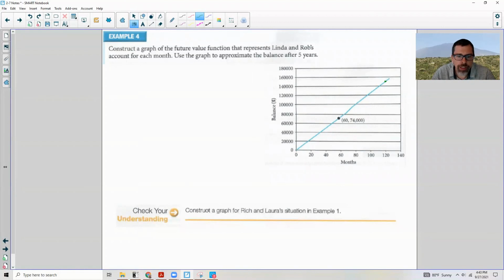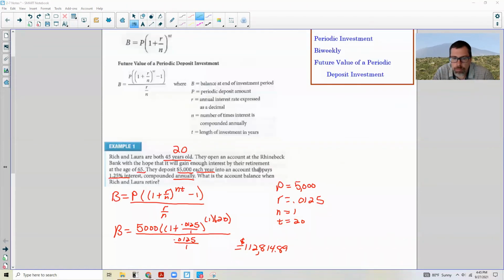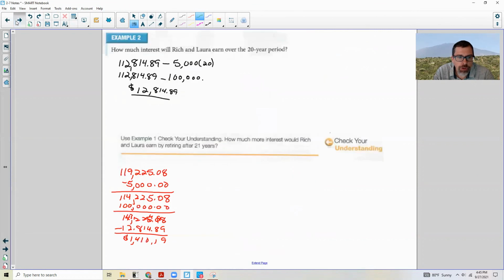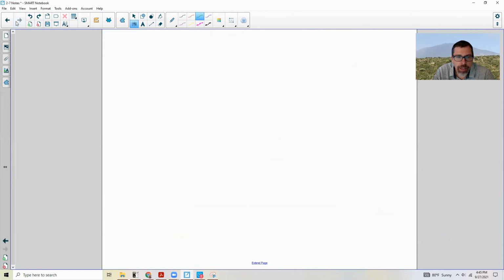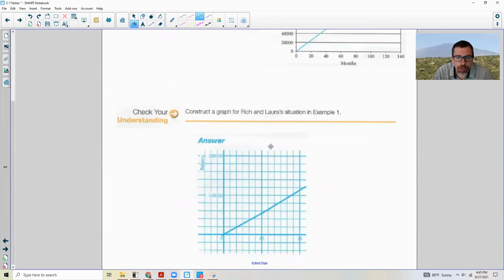Okay, check your understanding. It says construct a graph for Rich and Laura's situation in example 1. Okay, so I went back and here is example 1. So all they wanted us to do was graph this. So just to save time, I will just show you. You're going to put that in your calculator and it's going to come up with a graph that looks something like this. Okay, so there's the answer to that check for understanding.